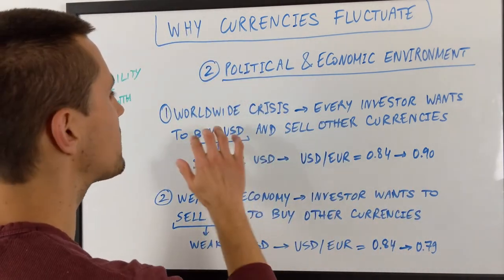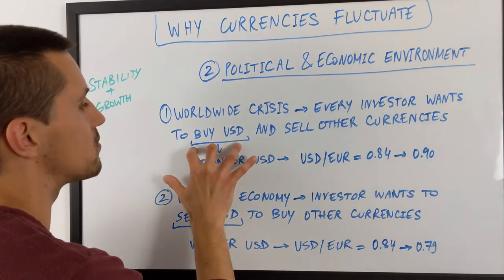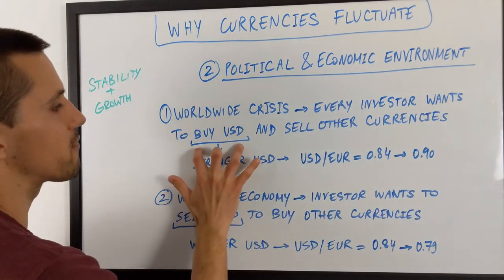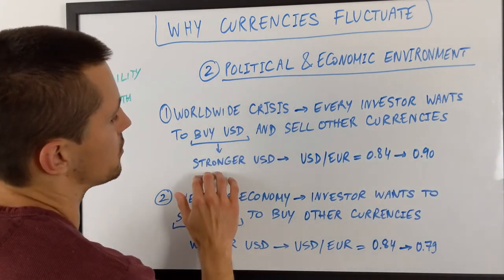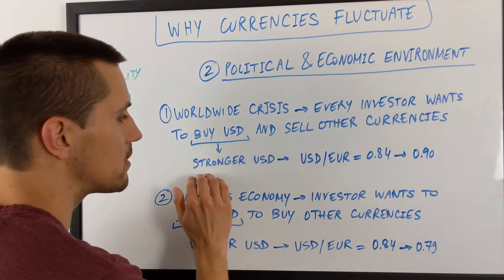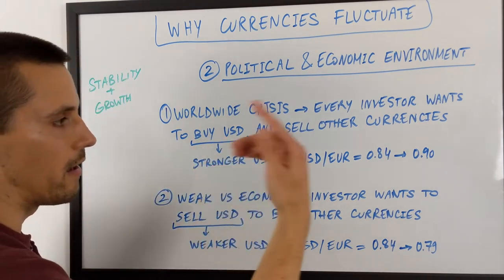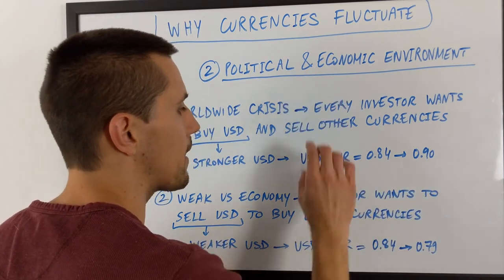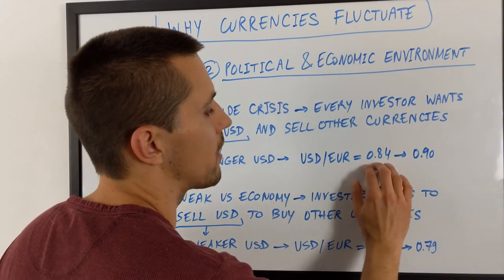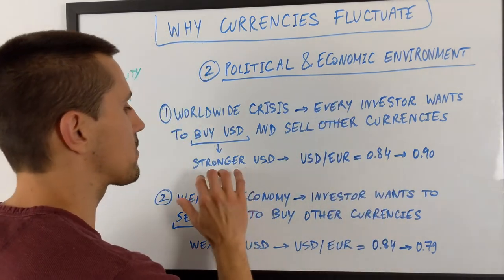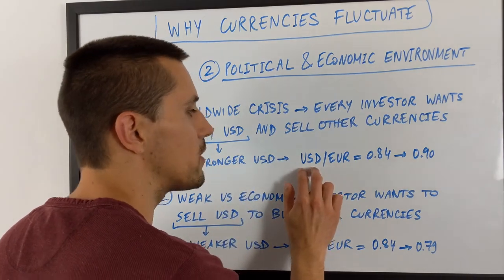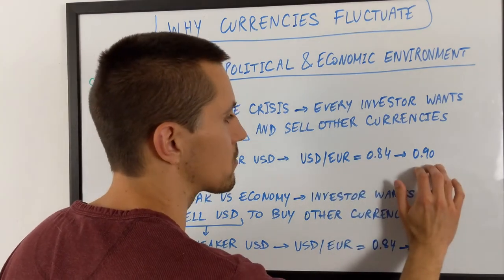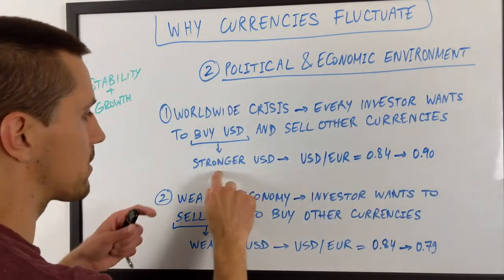So in this case, what does it mean? In a worldwide crisis, when everybody wants to own and buy US dollars and therefore sell other currencies, well, it means that if you buy US dollars, of course, the demand for US dollars is getting stronger, so you have a stronger US dollar. And this means, again, in my example, before this happened, actually, for one US dollar, I got 84 euro cents. Now that we have a stronger dollar, of course, for one US dollar, I get more in exchange. So instead of getting 84 euro cents, I get 90 euro cents. I get more in exchange because of a stronger dollar.